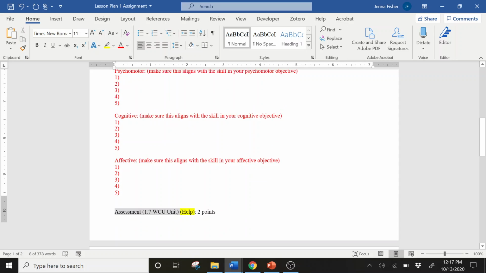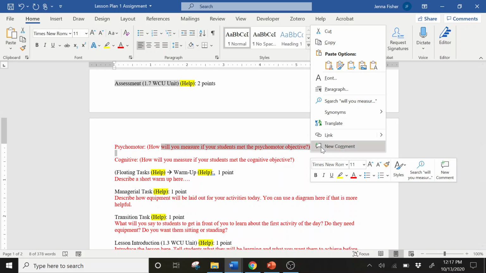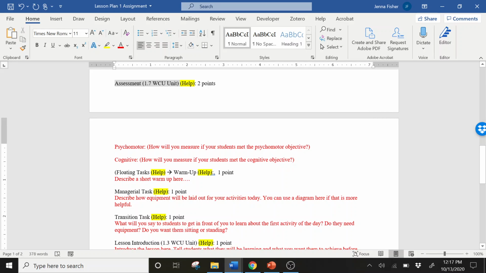So give me those critical elements. Assessment. So how are you going to measure students that they met your psychomotor objective? Remember that this is usually something they're demonstrating. So usually the teacher's watching or observing, using some type of scoring assessment or rubric to grade or rate their performance. And then the cognitive, how are you going to measure your students met their cognitive objective?